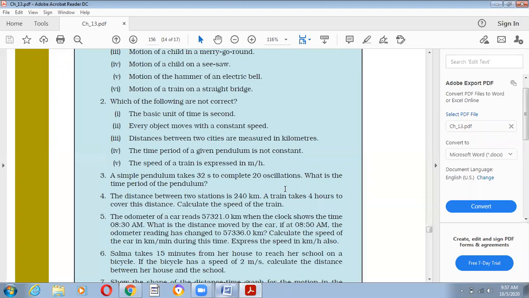So how will we write? 20 oscillations is equal to 32 seconds and one oscillation is equal to 32 by 20. So it will come 1.6, right? So the time period will come 1.6. Then next we have the distance between two stations is 240 kilometers.